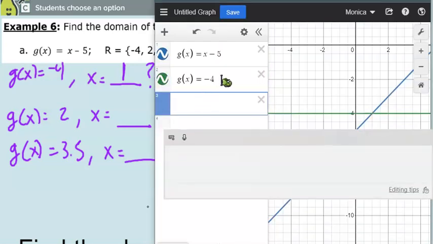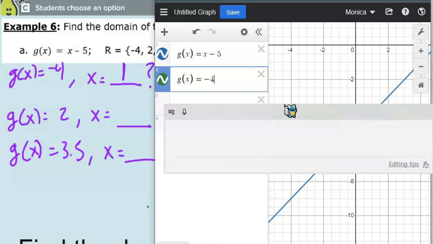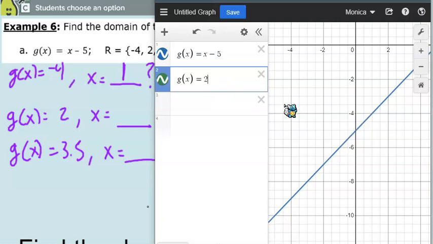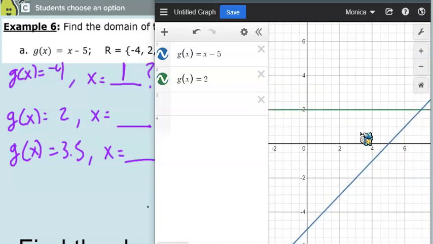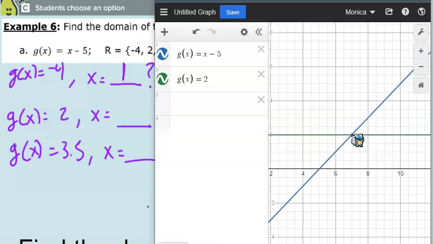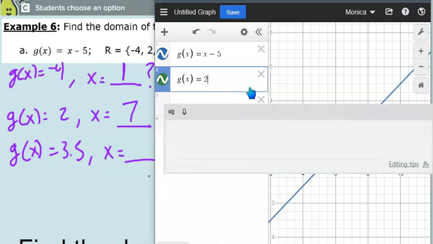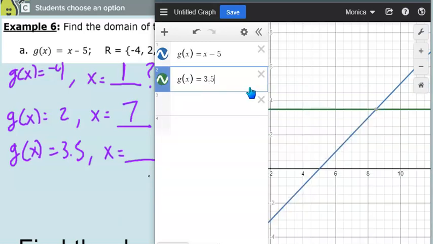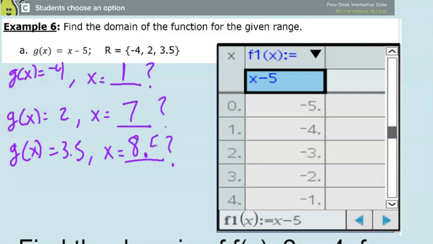Okay, let's do it again, except for now instead of g of x equal -4, let's say it's equal to 2. Okay, so let's go ahead and find where they intersect. It's at 7, 2, so x would equal 7 here. And then let's change this to 3.5. See where it intersects? 8.5. So these would be your values for the domain.